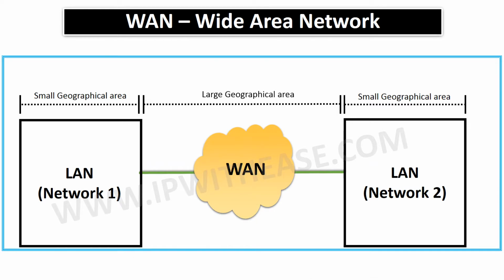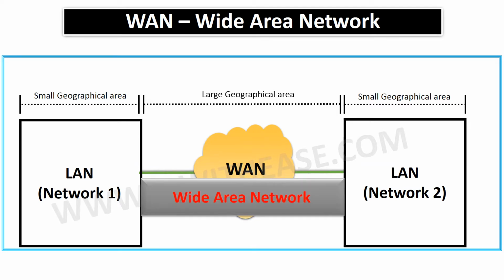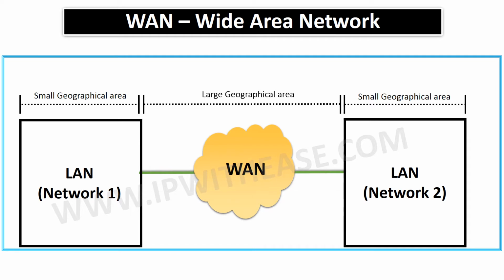WAN is an abbreviation for Wide Area Network. WAN is a network that covers a broad area like cities or even countries and is used to connect end devices in local area networks, like computers and printers, which are distributed across large geographical areas. In simple words, we may say that WAN is used to connect more than one LAN.